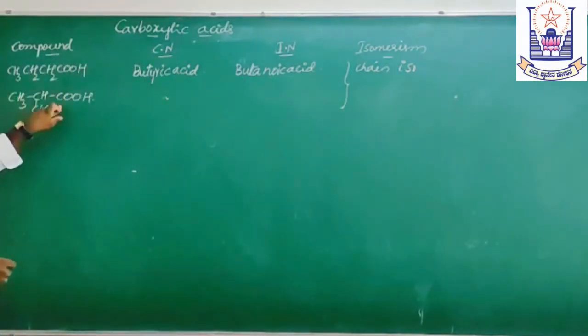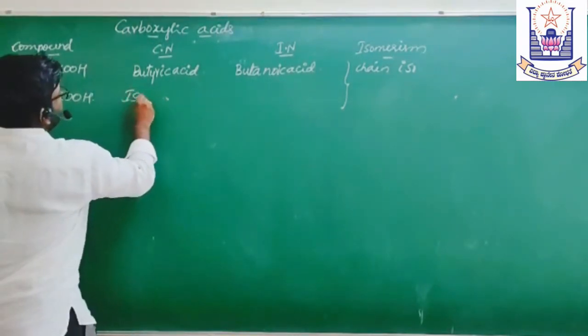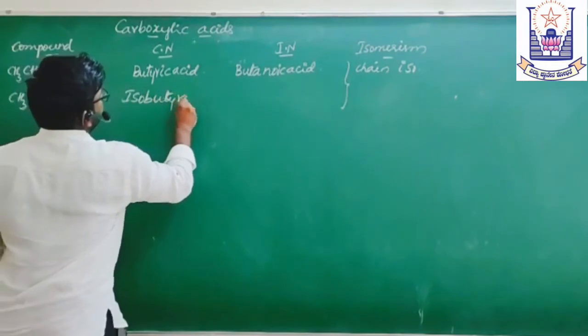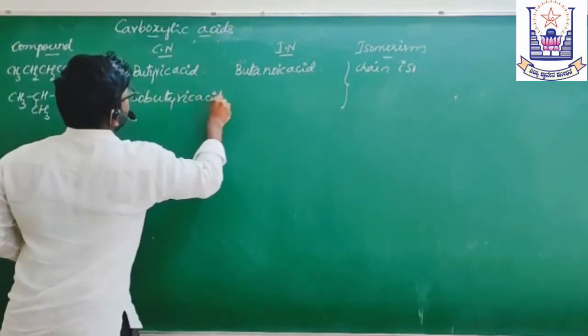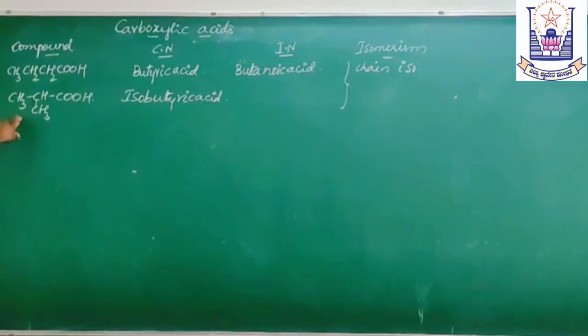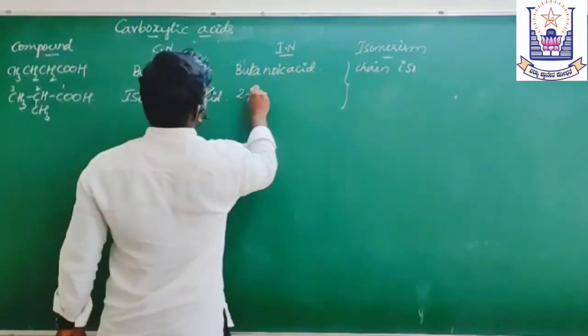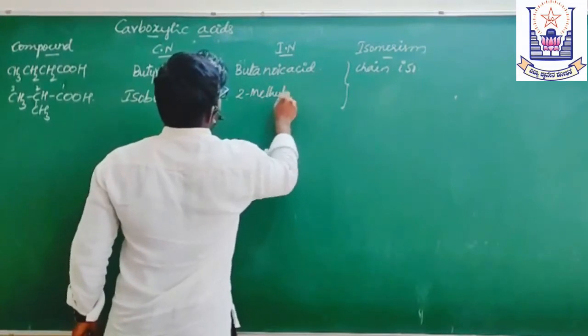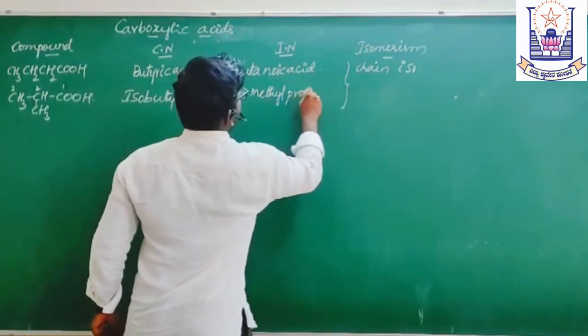Now, what is the common name of this compound? This has a branch, so we can call it isobutyric acid. In IUPAC, the functional group carbon takes position 1, and the substituent is present at the second carbon, so it is called 2-methyl propanoic acid.